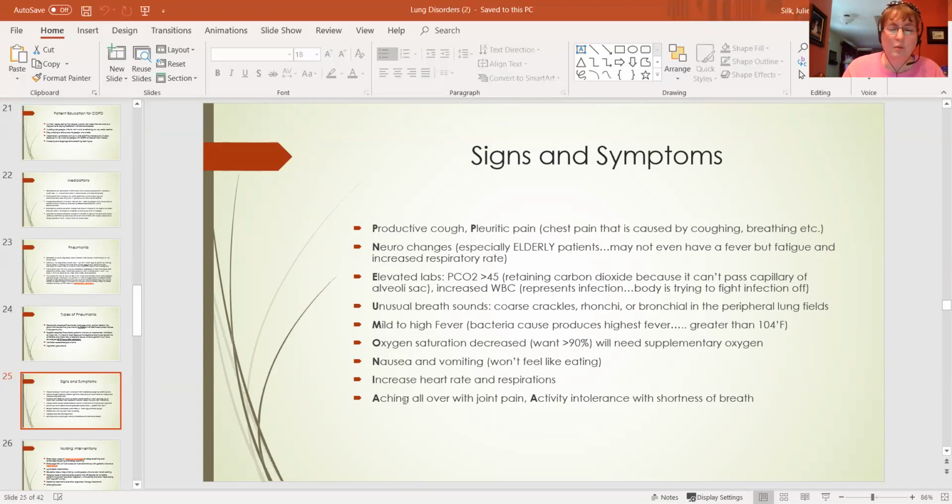The normal person with pneumonia may have a little bit of a low-grade fever. They can have a cough. Sometimes they'll have an increased heart rate and respirations. They may have elevated white blood cell count. They could have pain in their chest when they're coughing. You could hear crackles in their lungs, you name it.